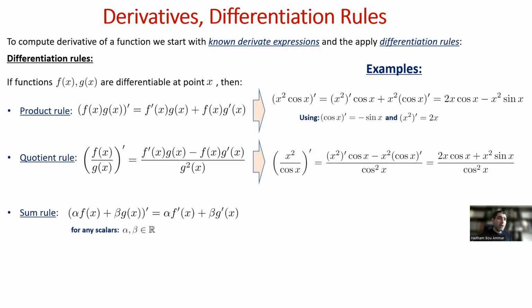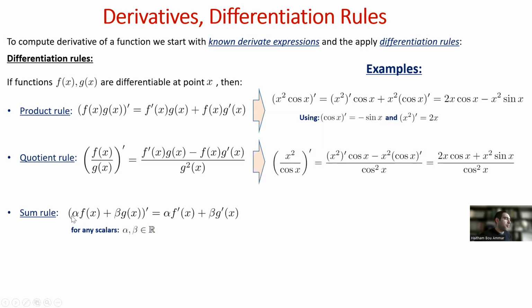The third rule that we're going to cover here is called the sum rule. In the sum rule, you have again two differentiable functions, f of x and g of x. And also you have two scalars, any scalars, alpha and beta. They are just numbers. They don't depend on x.